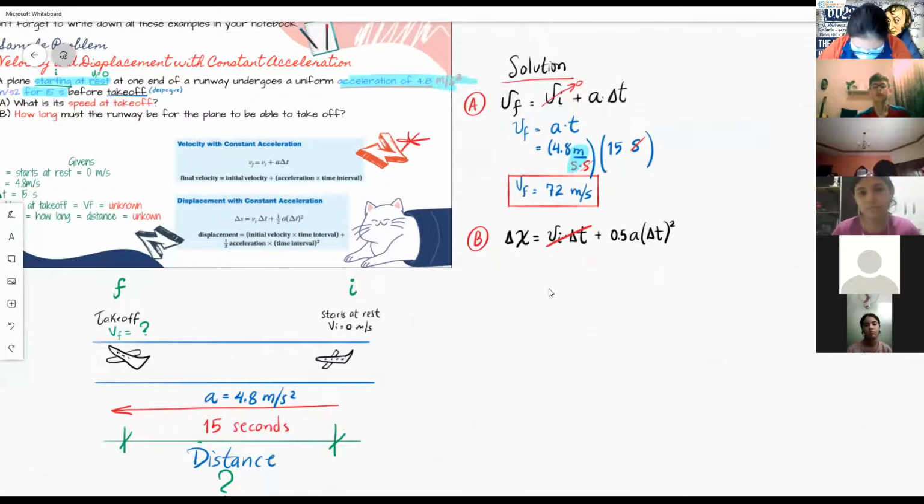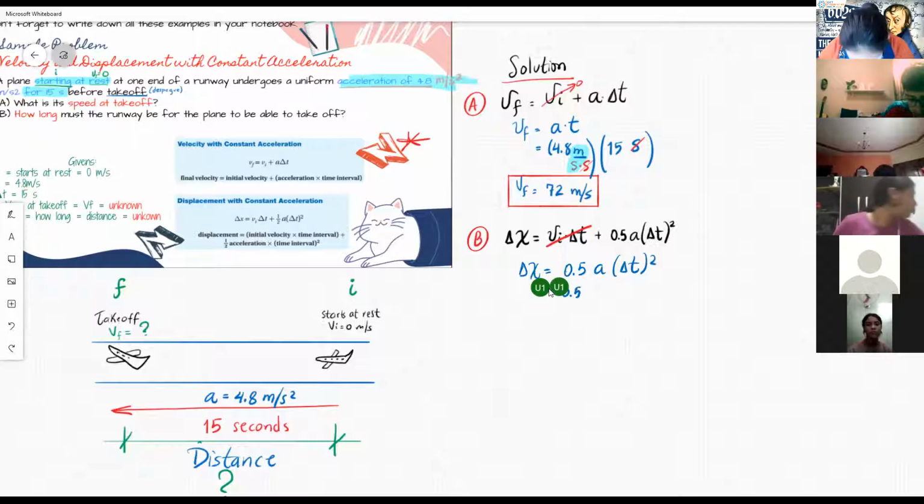And now my equation changes. Now it is delta x equals 0.5 acceleration delta t raised to the second power. I just plug in the givens and I say 0.5, the acceleration that is 4.8 meters over second raised to the second power, times the time that is 15 seconds raised to the second power.